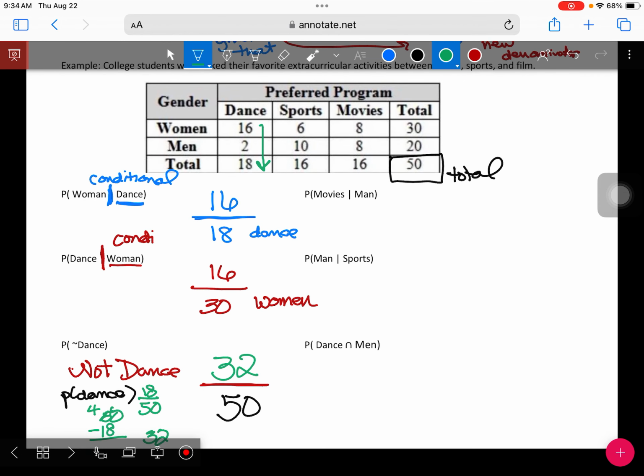Okay, let's look at the next one, the second column. Probability that someone prefers movies given that, that's that conditional, they are a man. Well, if it's conditional, you need to look at all men because that follows that vertical line. So all men would be 20. And then they also have to like movies. And so the intersection of that is 8 out of 20.